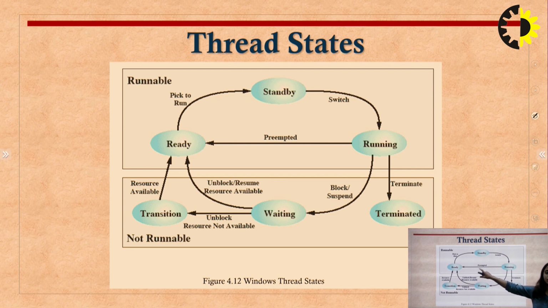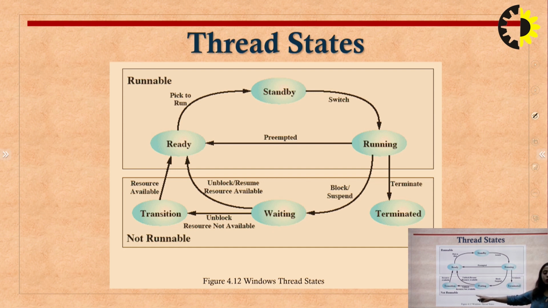This displays that the thread is in a runnable state. First of all, the thread is ready. That is, we can send it to execution. Then it is picked up to run. Then it goes in standby mode. Then we switch to the thread and it gets in running state. Then again it is preempted so that the other thread can enter the process.